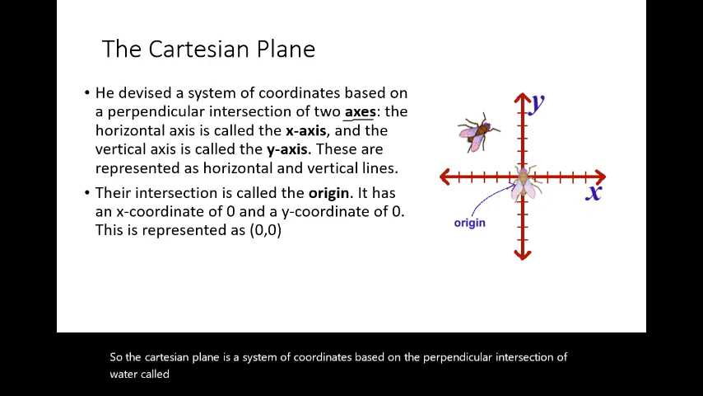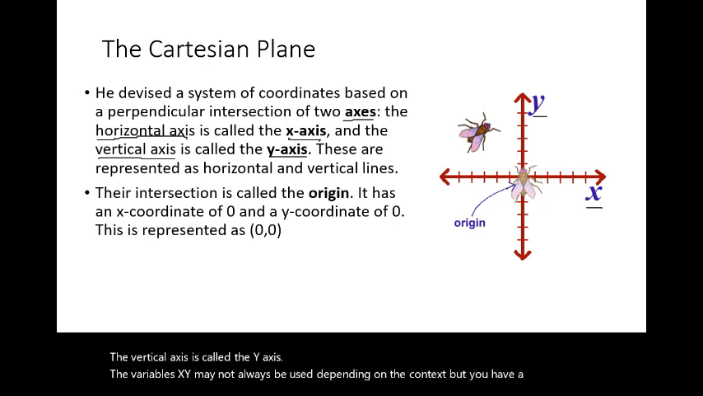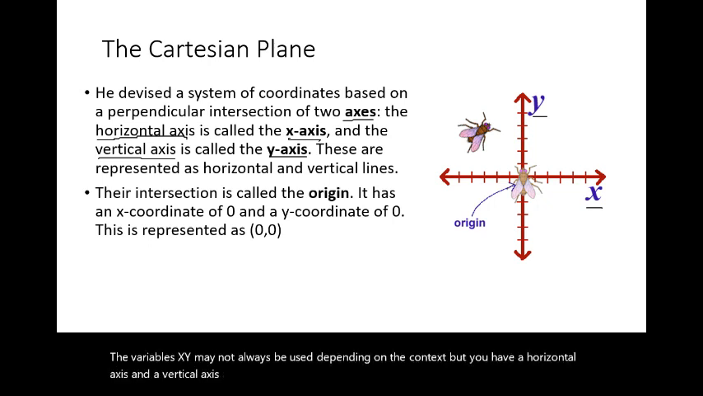The horizontal axis is called the x-axis. The vertical axis is called the y-axis. The variables x and y may not always be used depending on the context, but you have a horizontal axis and a vertical axis, and these are represented as horizontal and vertical lines.